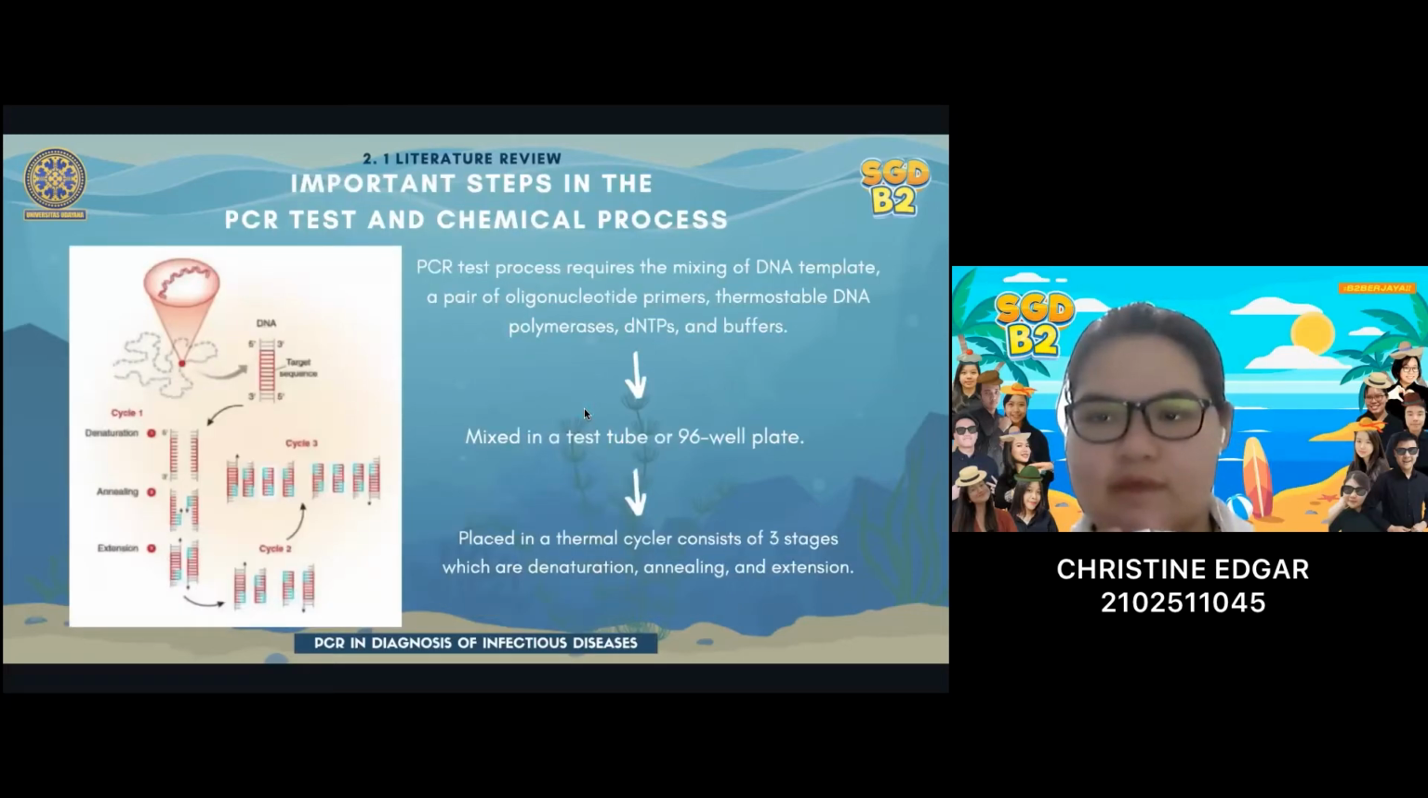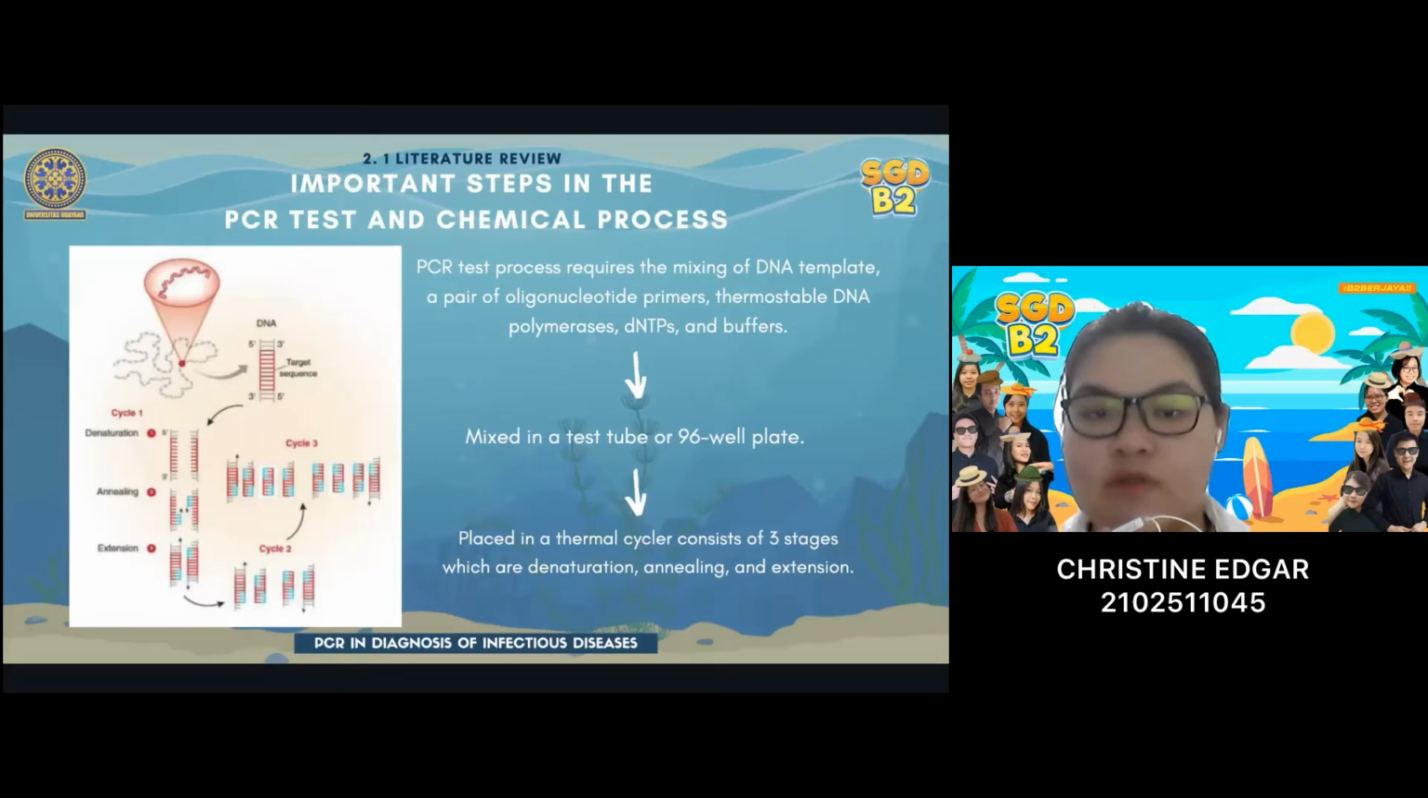Next. PCR test process requires the mixing of DNA template, a pair of oligonucleotide primers, thermostable DNA polymerase, dNTPs, and buffers, mixed in a test tube or 96 well plate. The process of PCR consists of three main steps. First, the reaction mixture is heated to more than 90 degrees to allow the separation of the DNA double helix into single strand.